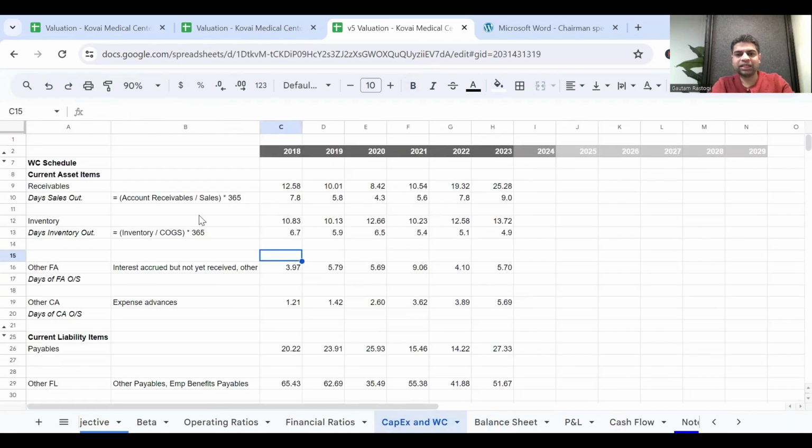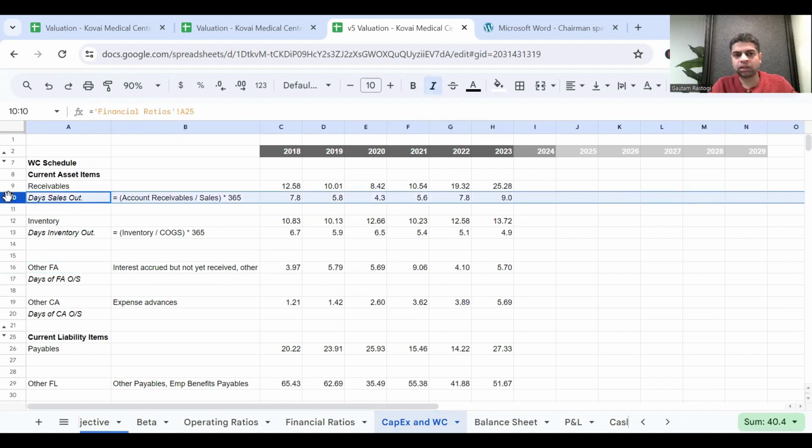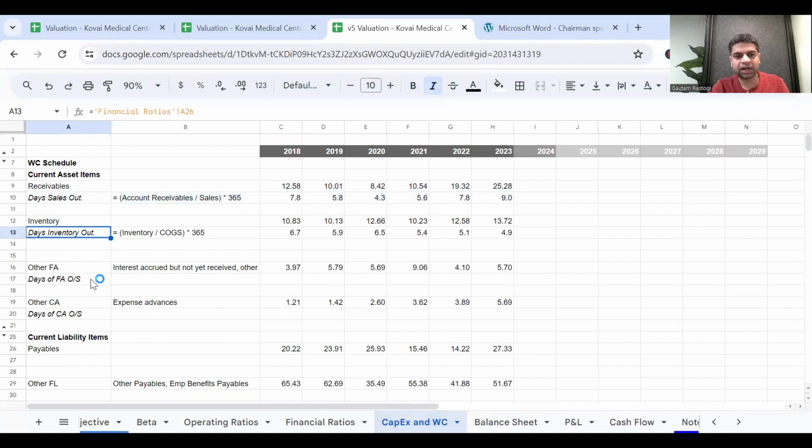In this sheet, I have pre-populated the receivables, the inventory, other financial assets, all the line items which make up current assets. And since I'd already computed the financial ratios, the financial metrics around current assets, in the financial ratios video, I'm going to make use of them. I pulled them from the financial ratio sheet. Days sales outstanding, days inventory outstanding, and so on and so forth.